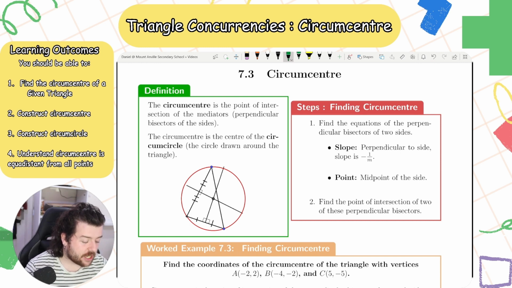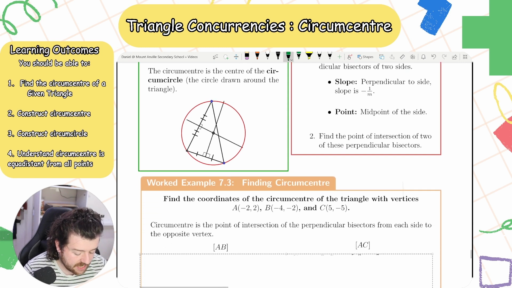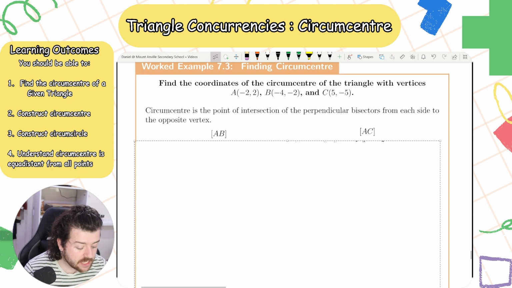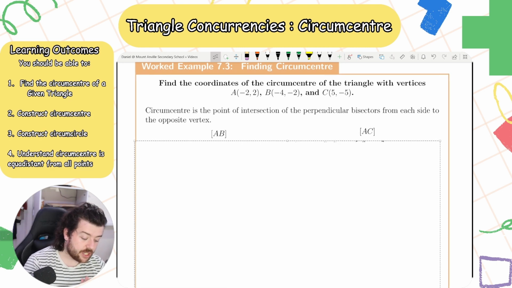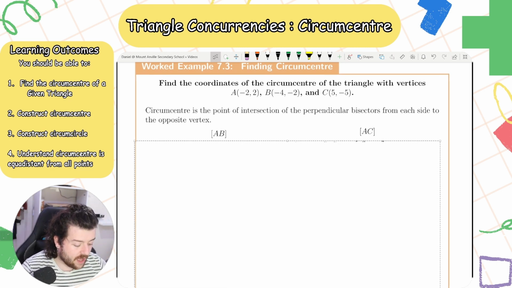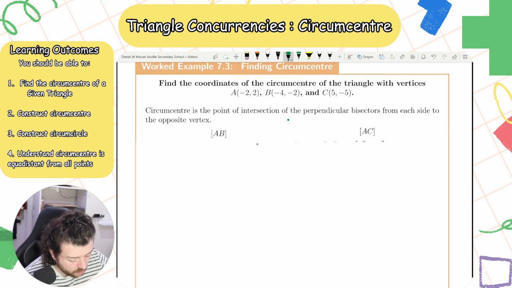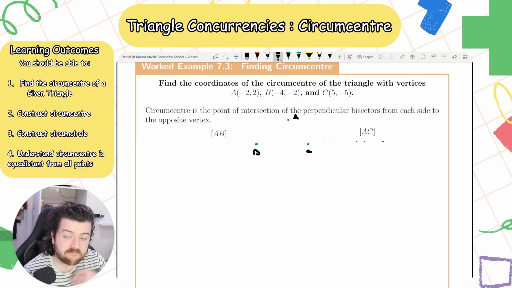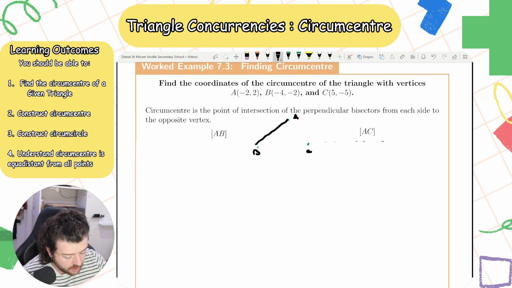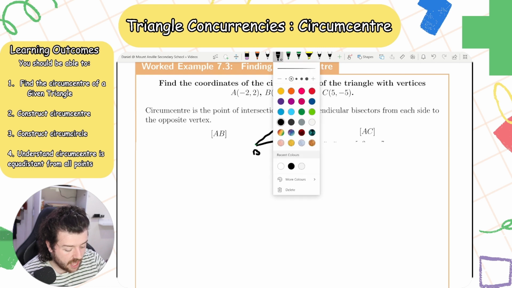So, finding the circumcenter, we find the equations of the perpendicular bisectors of two sides, and we find the point of intersection, and bada boom, bada bing. That is it. So let's look at this example here. Find the coordinates of the circumcenter of the triangle with vertices (-2, 2), (-4, -2), and (5, -5). Again, always draw a little sketch. I'm not being accurate here. A, B, C. They're probably completely wrong points, but I just want to have it there to remember what sides I'm using.